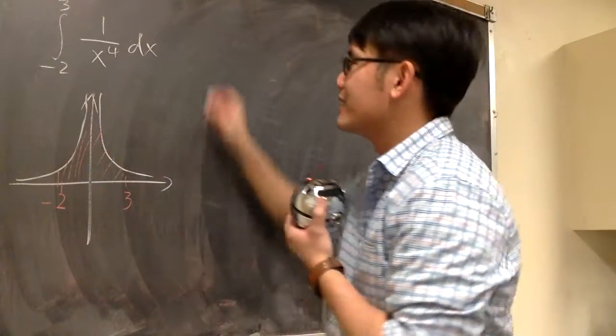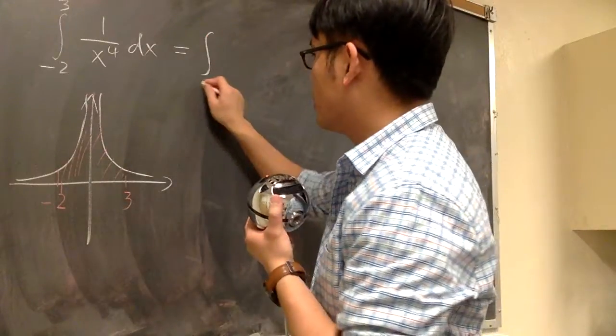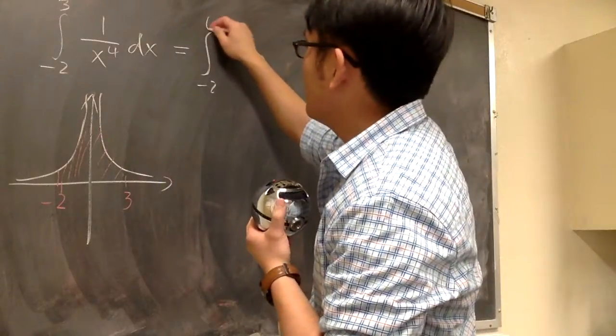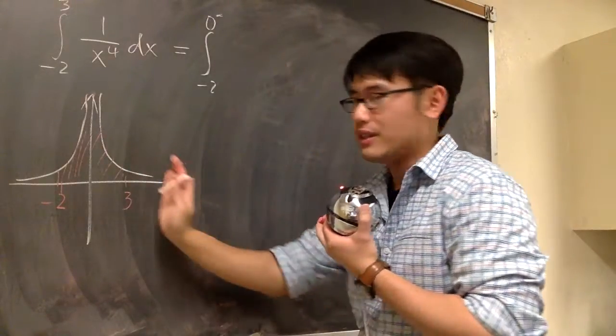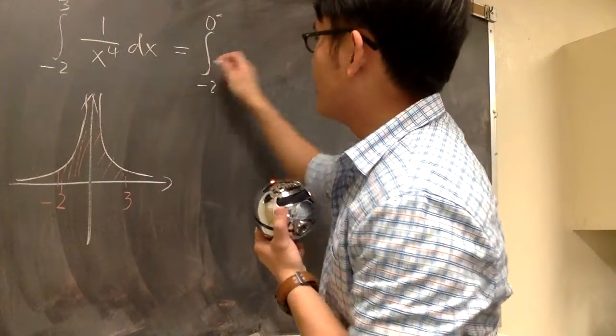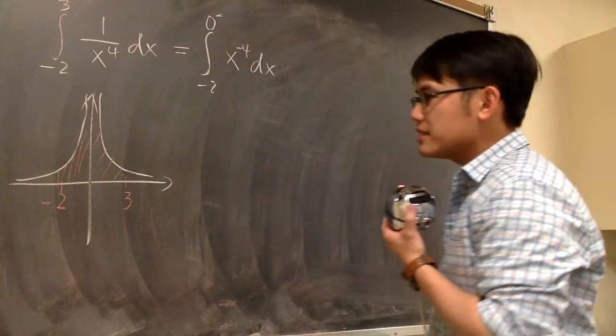into two parts. For the first part, I will start off from -2 up to 0, and technically it's at 0 minus. So let me emphasize that's 0 minus, right? 0 and then a little bit to the left. That guy. And let me just write this as x to the -4 power, so I can use the power rule backwards in a minute.